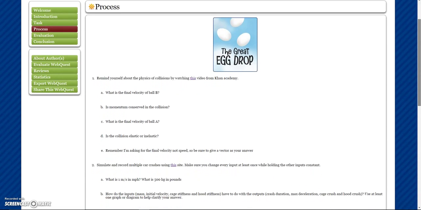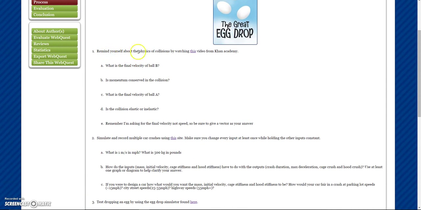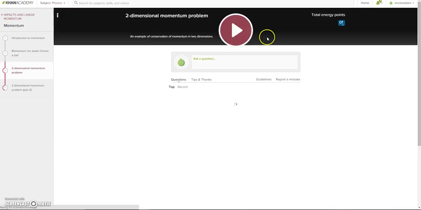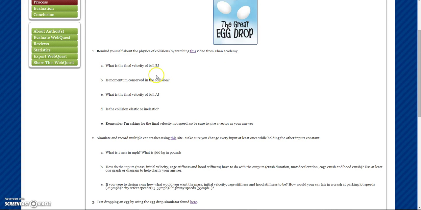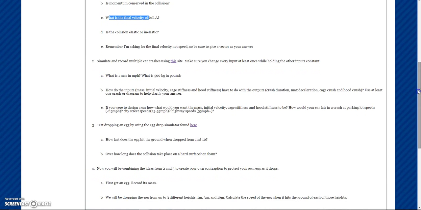So I have here, just in the beginning, a link to a Khan Academy video about momentum. This is a really great video where he gives this example of 2 pool balls that collide with each other. So this would be more of a traditional question, like what is the final velocity of ball B? Is the momentum conserved?